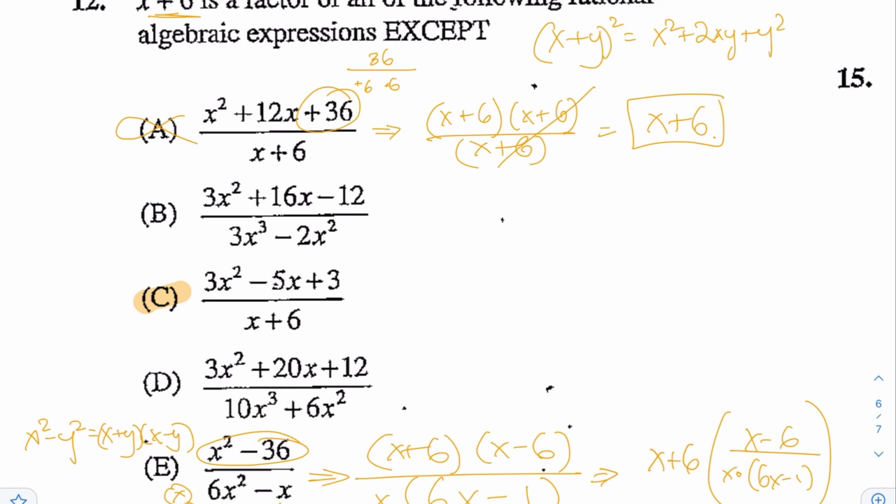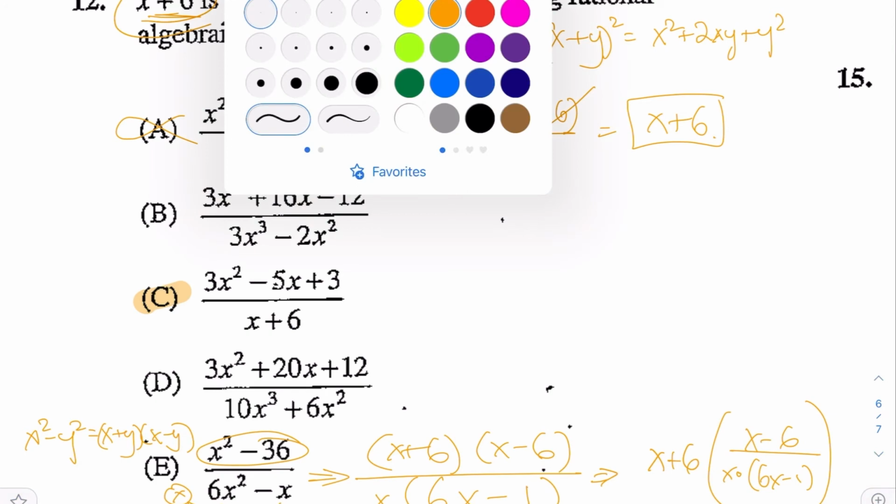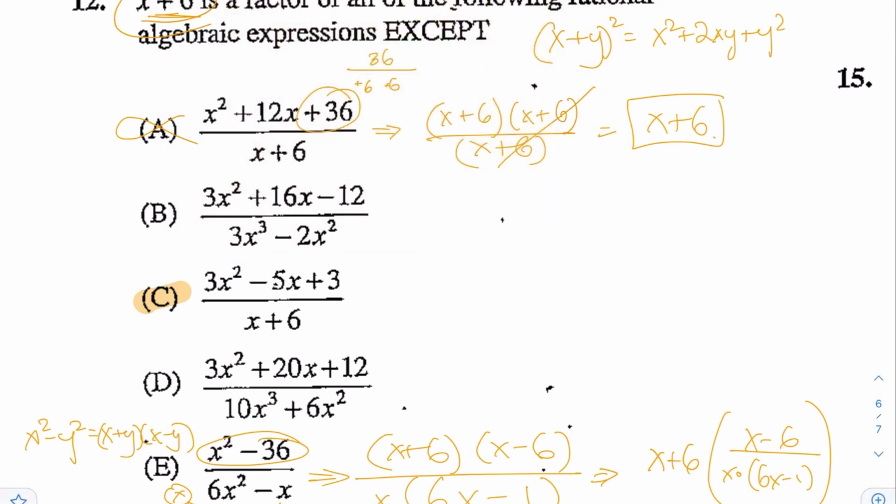So I have to do that to each of the choices and just make sure that x plus 6 can be in the numerator. So for choice B, you can actually see that specifically this term has a 3 in front of it, which means that you have to do factor by grouping. You have to do that for the other choices too, so it's definitely a little tougher.